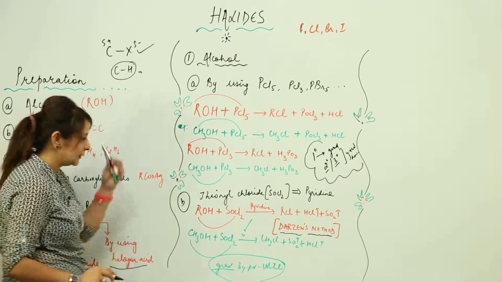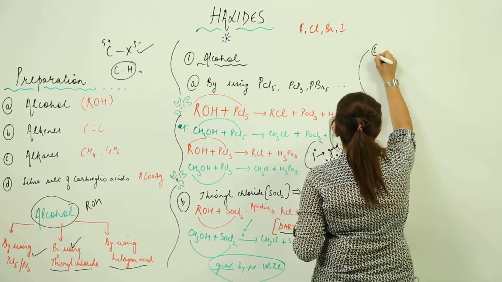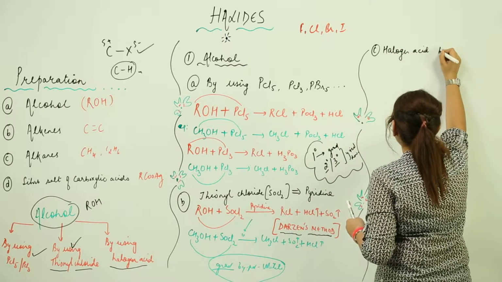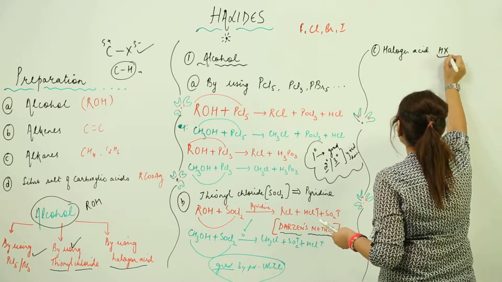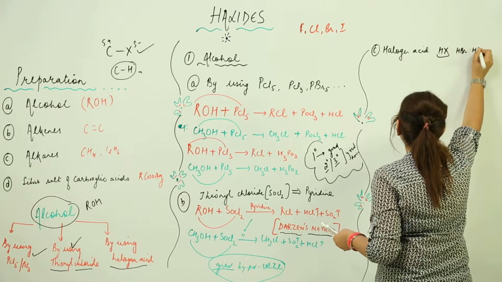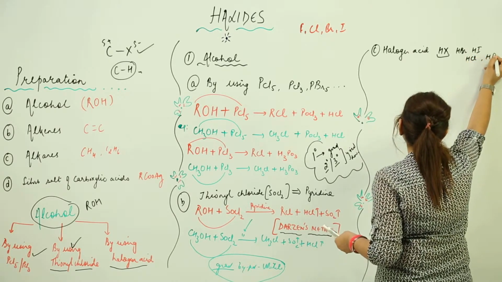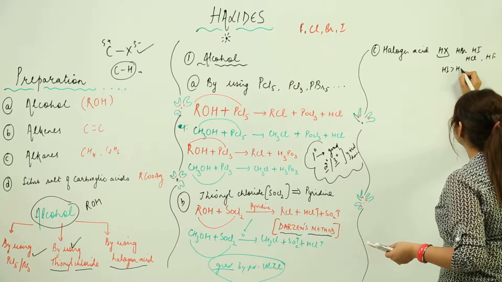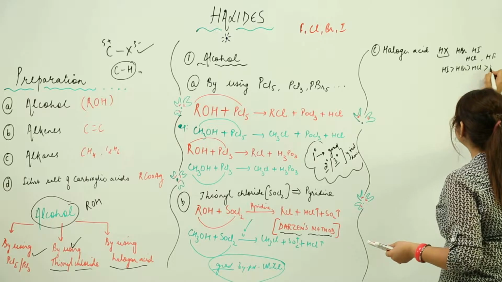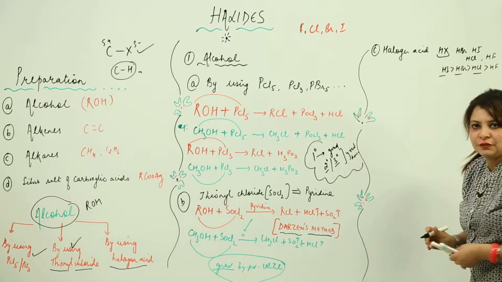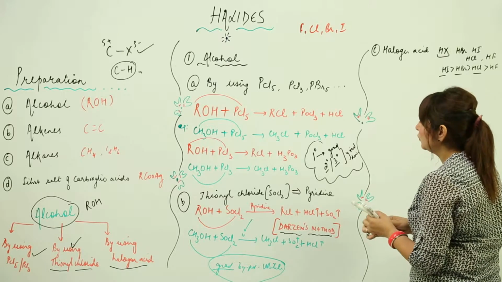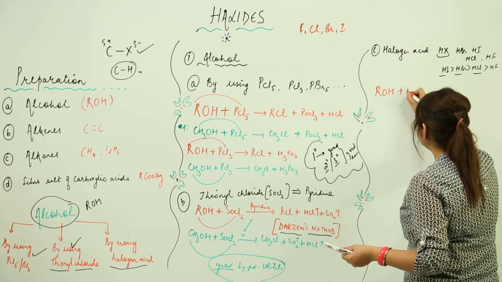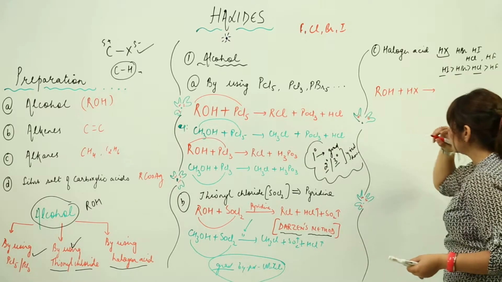Third, we can use the halogen acid also. We know that a halogen acid is hydrogen with some halogen. It can be HBr, HI, HCl, HF, any. But mostly the acids which are used are these because of their reactivity in this order. So they are mostly preferred. Now what is the basic reaction that is going to happen? Let's say ROH reacts with HX. So what general reaction is going to take place?